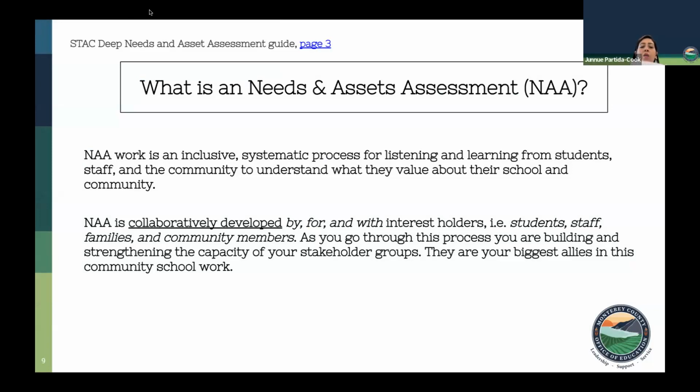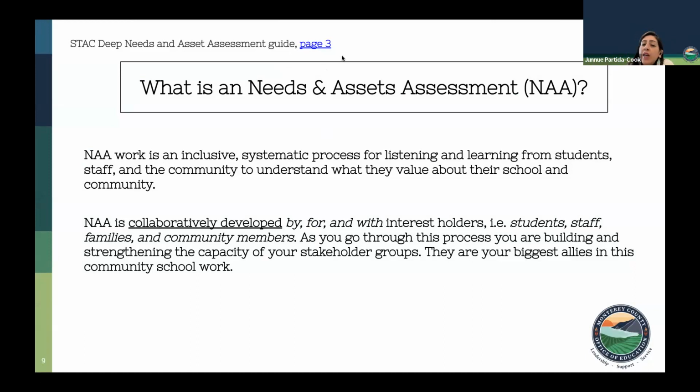All right. So I just wanted to mention that the way the presentation is structured, the slide content is addressed on the page that's linked right above: STAC-D Needs and Assets Assessment Guide, page 3. So if you'd like to reference this section, feel free at your own leisure when you have free time to go and review that section and where this content came from.